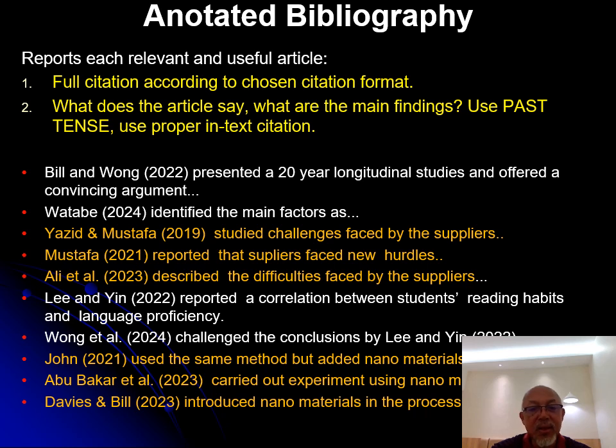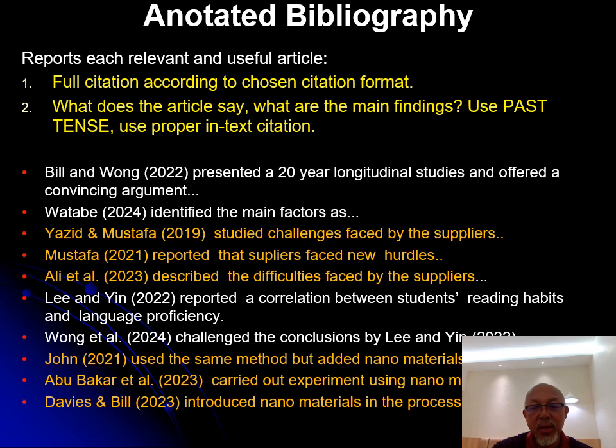Okay, and then the next one: Lee and Yi reported a correlation between student reading habit, and then Wong et al. challenged the conclusion by Li and Ying. So, like this, you see the relationship between Li and Ying. Li actually reported a correlation, okay? But Wong et al. challenged, that means disagreed with, the conclusions of Li and Yin. So this is possible. So you report that there are differences of opinion between Li and Yin and Wong et al.